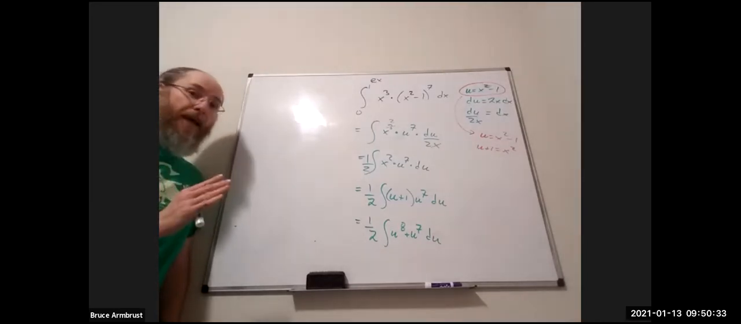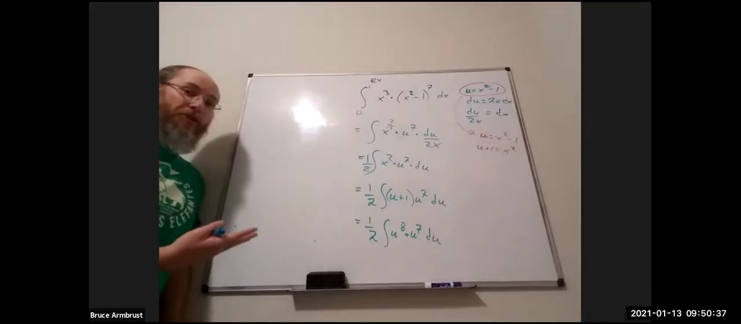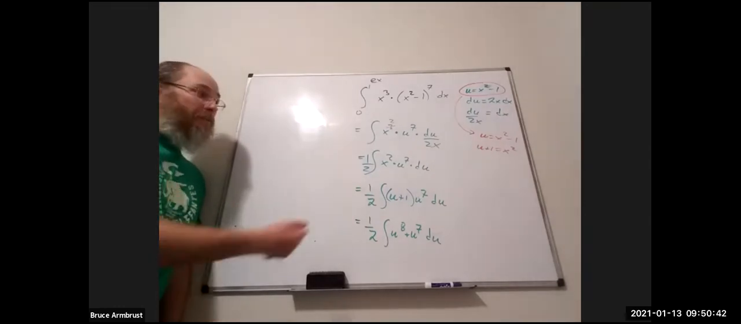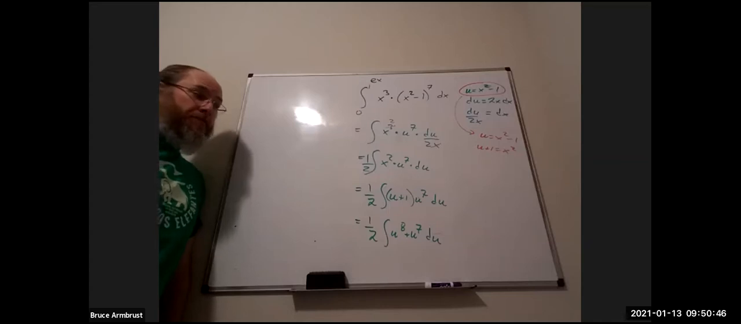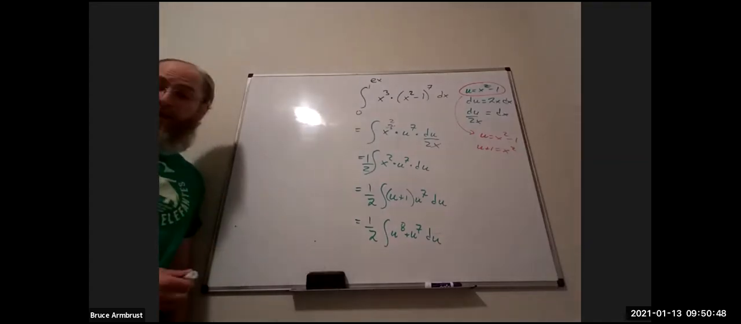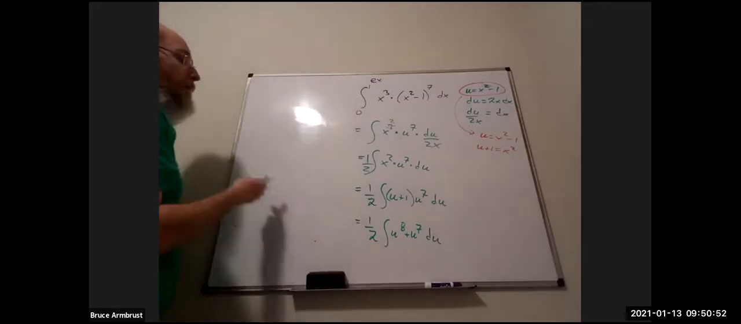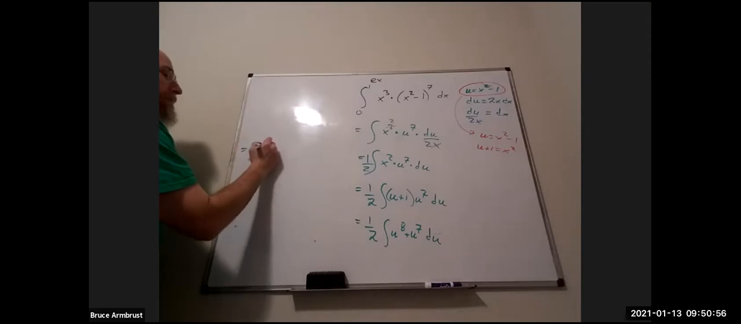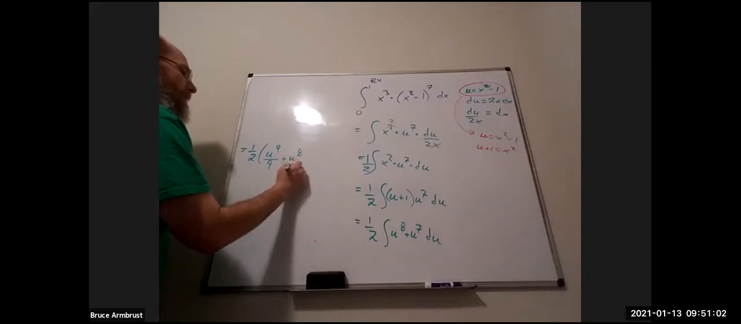Just recognize that the original substitution, we've still got that. We can still use that to help us with any remaining x's. And in this case, it actually turns it into a really nice form to integrate. So let's finish this thing out. So we've got our 1/2. We're going to get u to the 9th over 9 plus u to the 8th over 8.